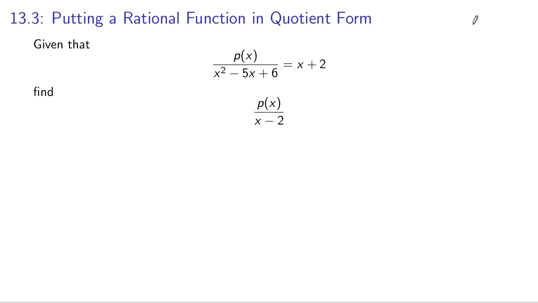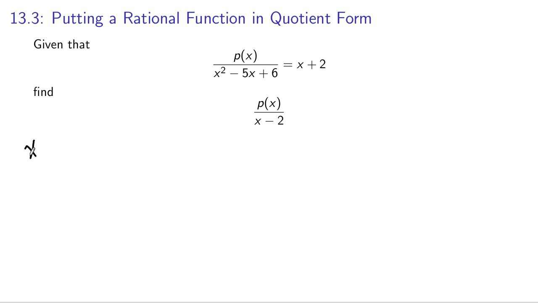Okay, this is a little trickier. Given that p of x, which we don't know, divided by x squared minus 5x plus 6 equals x plus 2, find what p of x over x minus 2 must be. So there's a little bit of a logic game here. I think it'll help us a lot if we factor the denominator. Sorry, I keep getting these words mixed up. Factor the denominator.